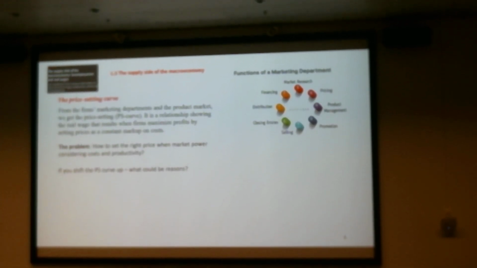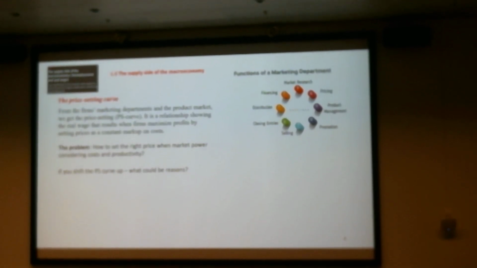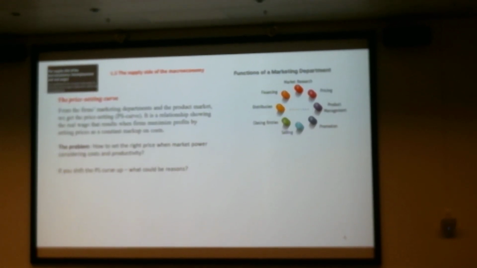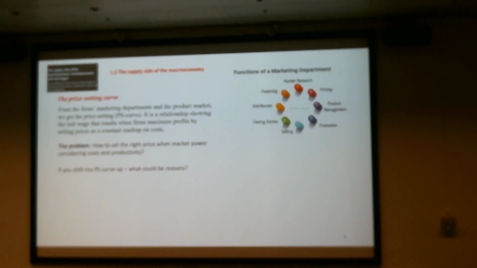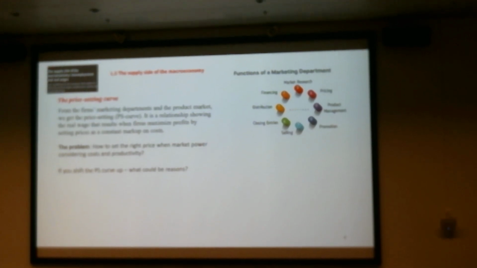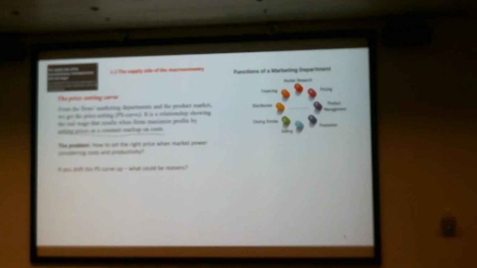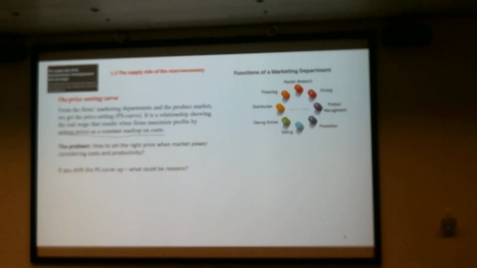So the price setting comes from the firm's marketing department and the product market. We get the price setting PS curve, and it is a relationship showing the real wage that results when firms maximize profits by setting price as a constant markup on costs. The markup also explains how strong the competition is.